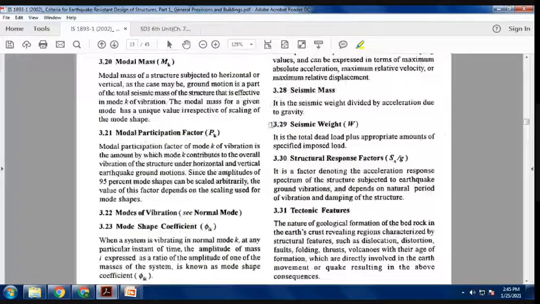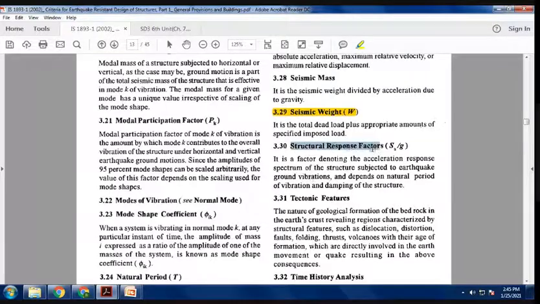Okay, what do you mean by seismic weight? It is the total dead load plus an approximate amount of specified imposed loads. Okay, it is a combination of dead load and live load. What is the structural response factor? That is Sa/g. In the code book we have some tabular columns, and with respect to that we will go for the calculation of Sa/g, which will be helpful for the calculation of the base shear.